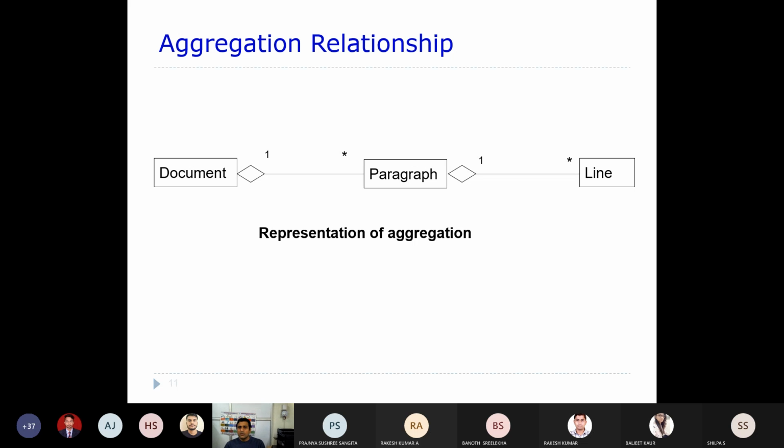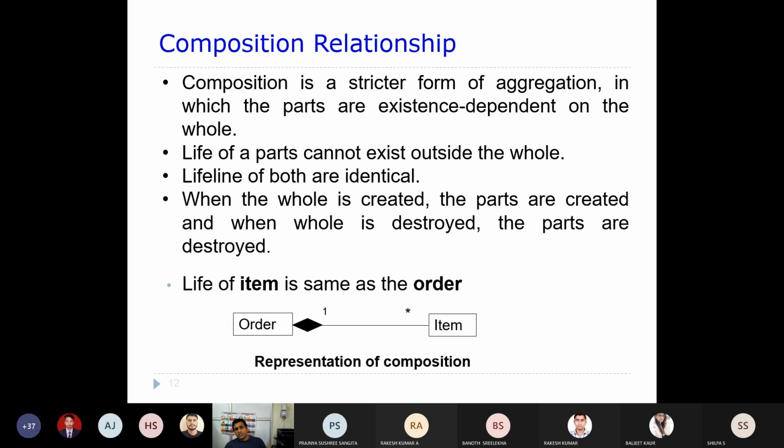Now, this is all about aggregation. Now there is a composition relationship. The composition is a stricter form of aggregation. That means it is also aggregation, but it is a very strict form of aggregation, in which parts are existence-dependent on the whole.